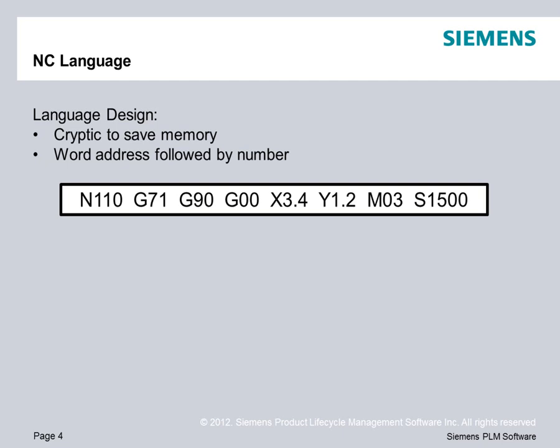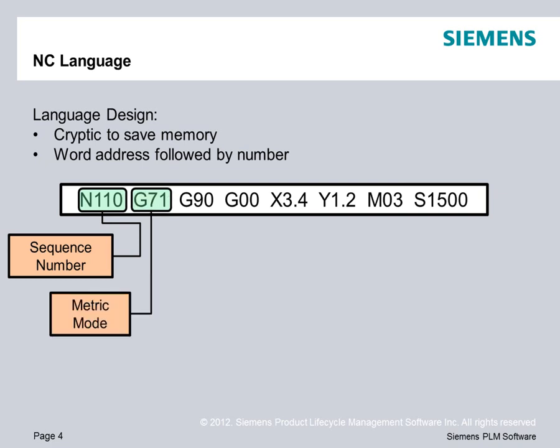And here's a typical line of code that you might see in NC code language. We start off with a sequence number, which is nothing more than a line number or an identifier so that if someone wants to search in the program for that line, he can do that. Next up is the G-code group for inch or metric mode. In this case, it's G71 for metric mode.